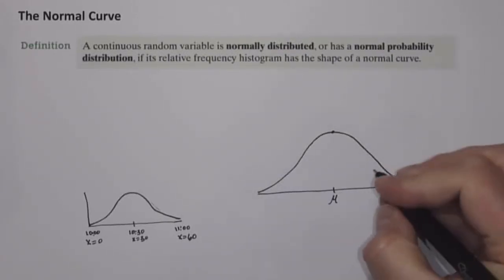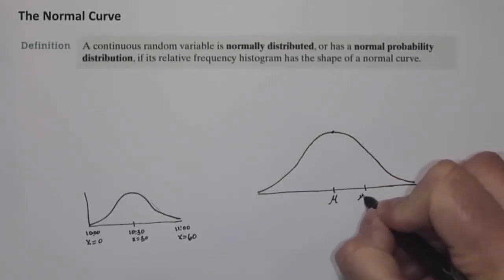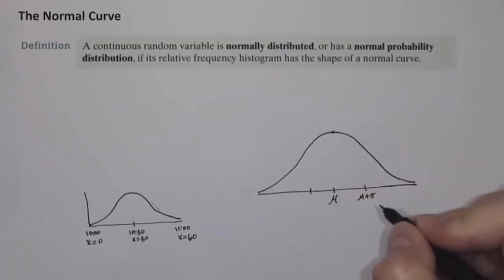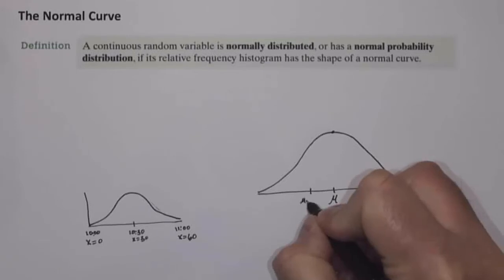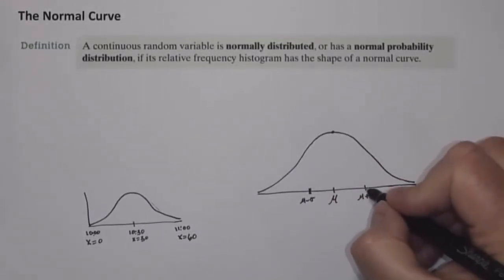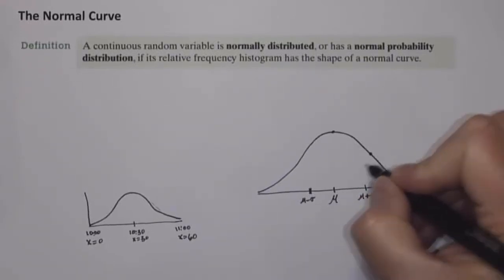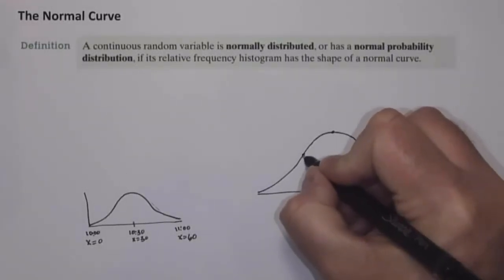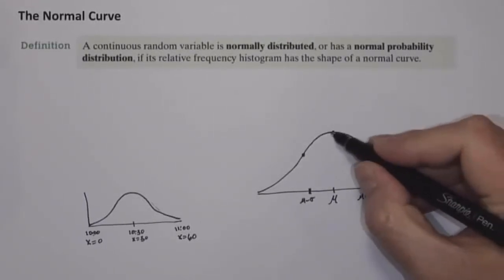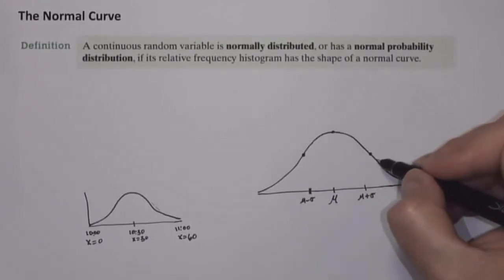So from mu, if we move to the right one standard deviation, that would be mu plus sigma, and if we move to the left one standard deviation, here would be mu minus sigma, okay? Then the inflection point would be right above those locations, okay? Now an inflection point is a point where a graph changes its curvature.